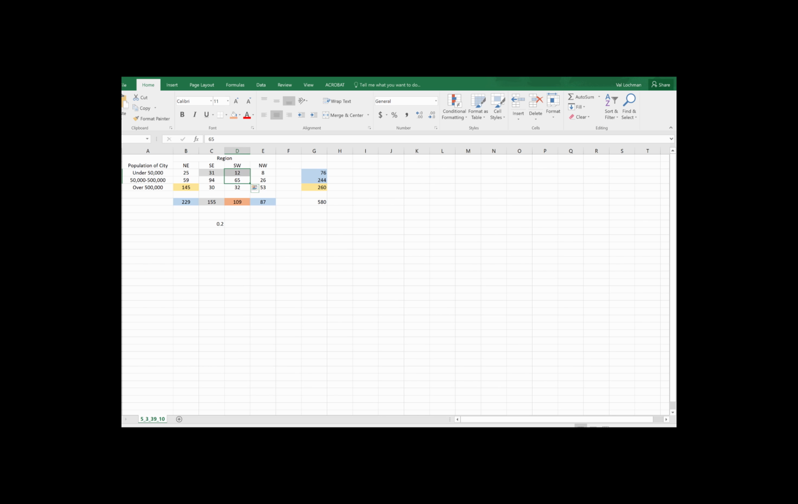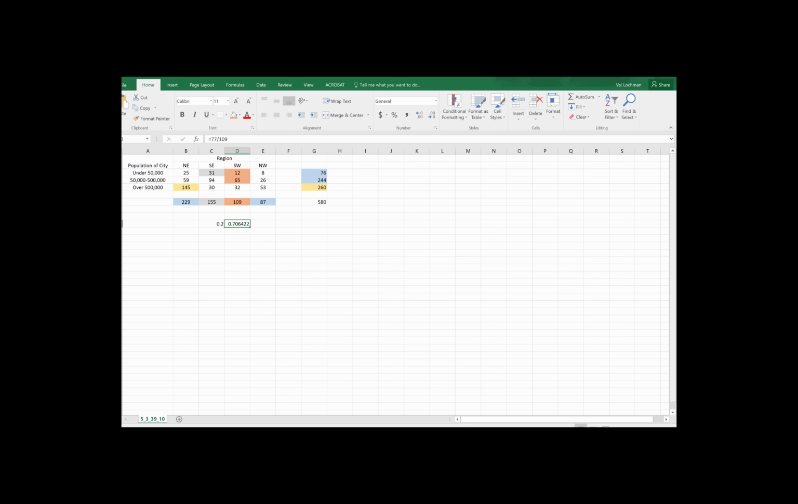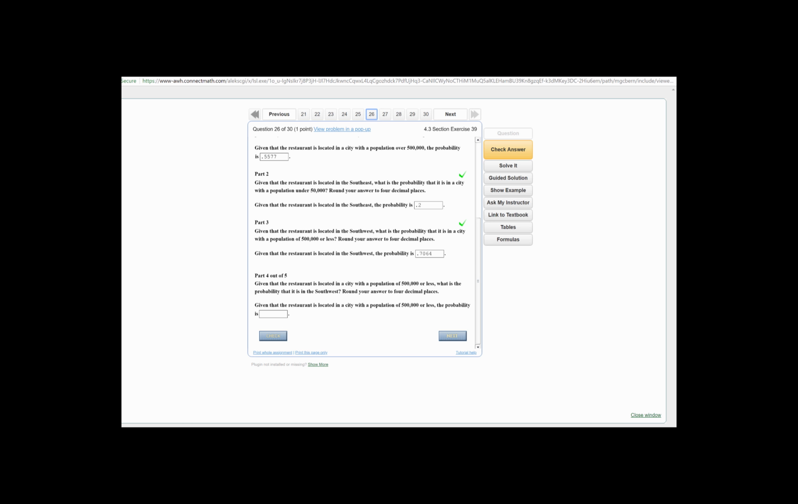So now we gotta add these two. So what is this? 12 plus 65, that's 77. So we do 77 divide by 109. Okay. 0.7064. Let's see if that's right. 0.7064. Let me check. That looks good. Okay, 2 more to go.